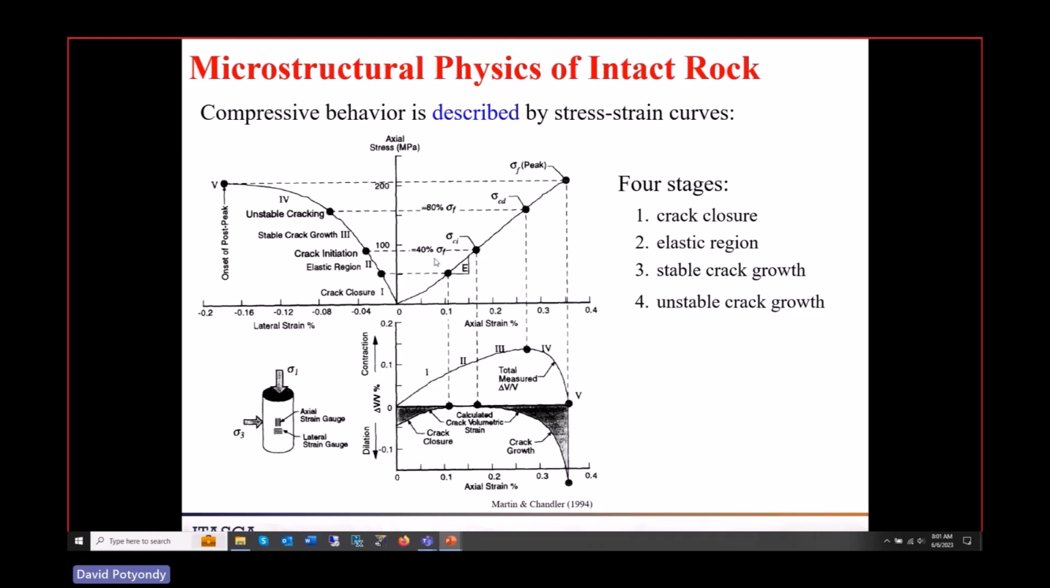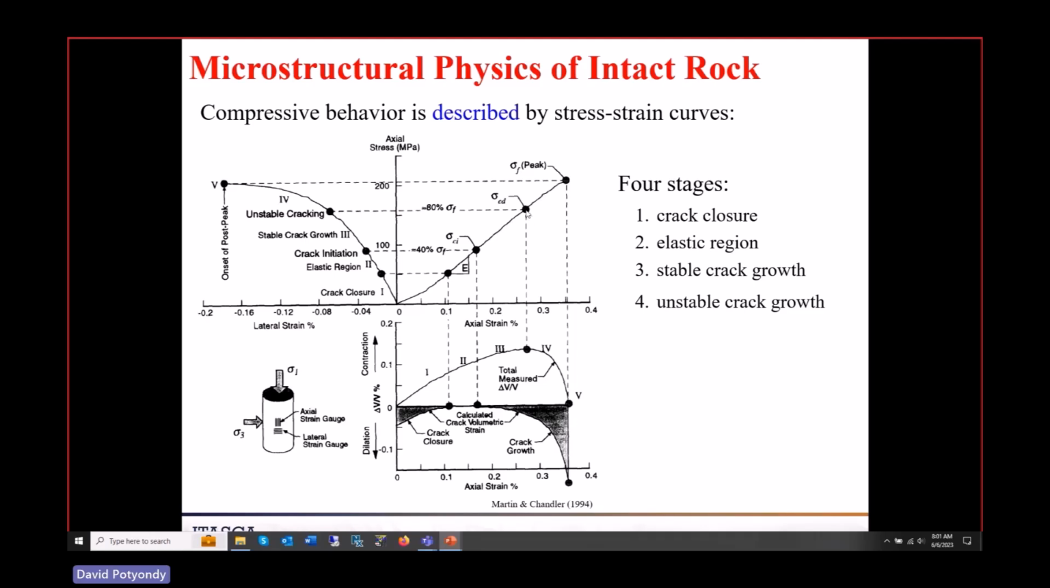For lac du Bonnet granite, it's about 40% of the peak stress. You also start seeing the lateral strain is no longer linear and it starts going faster. That's an indicator that suddenly you're getting these cracks and it's bulking more than it would if there weren't cracks. So they call that crack initiation. And they also talk about stable crack growth, meaning I could stop the test and it just sits there. There's no interaction going on between these microcracks.